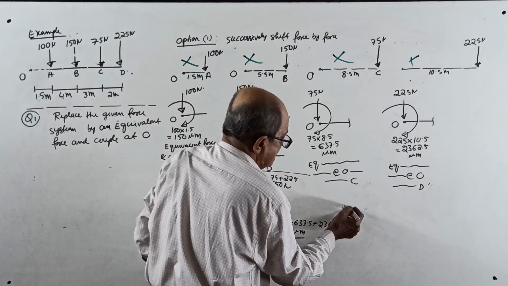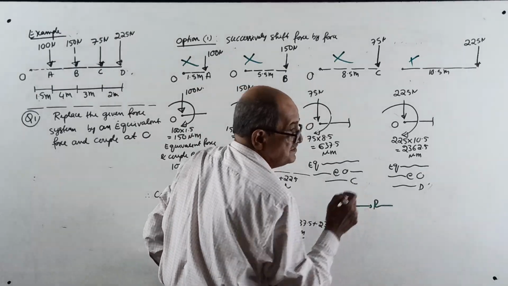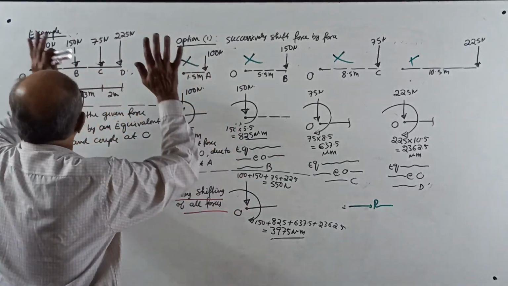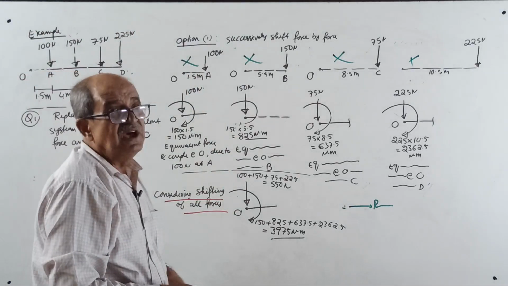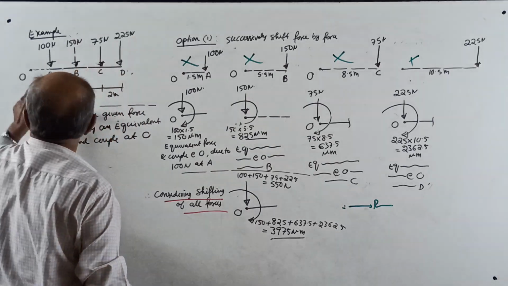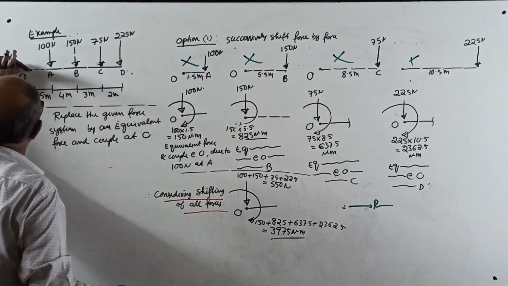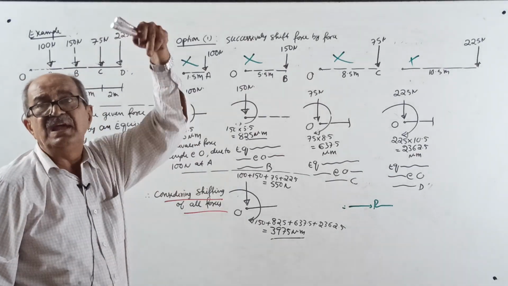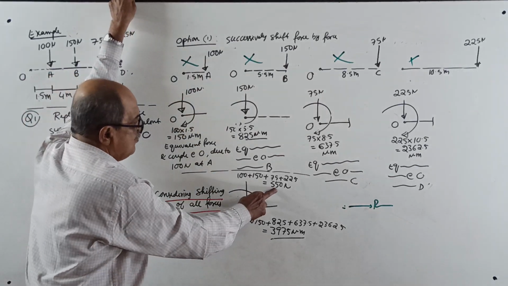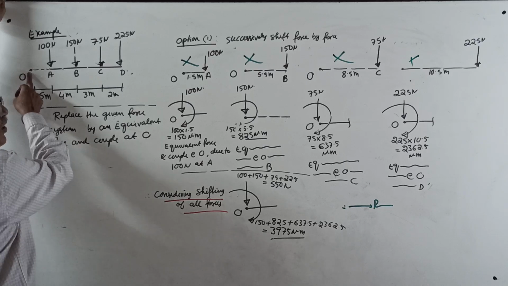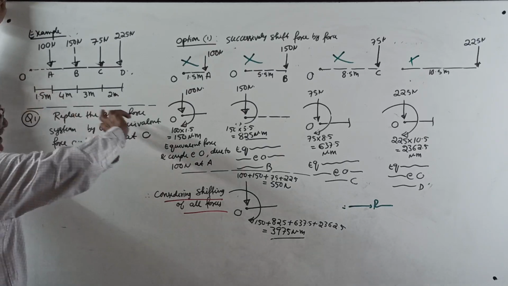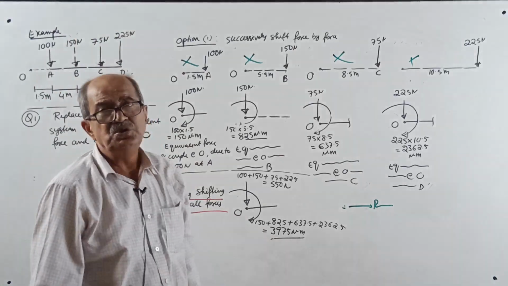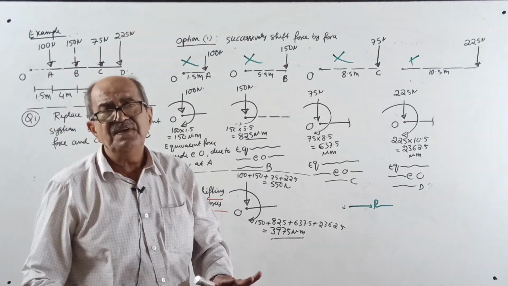Therefore, you write the result. I will dictate now. If you replace the given force system by a single force and couple or equivalent force and couple at O, then we get a vertically downward force of 550 Newton through point O along with the clockwise couple of 3975 Newton meter. This is the principle.